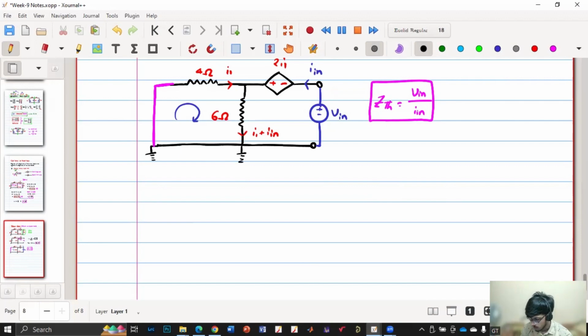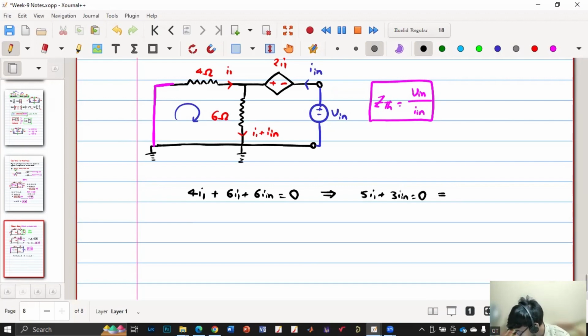Hello, sir. 4I1 plus 6I1 plus 6Iin is equals to 0, right? I'll write like this so others will also understand. Yes, sir. Now if I divide it by 2, we'll get 5I1 plus 3Iin is equals to 0. Everything should be in Vin or Iin. So I1 is minus 3 by 5 Iin, right?